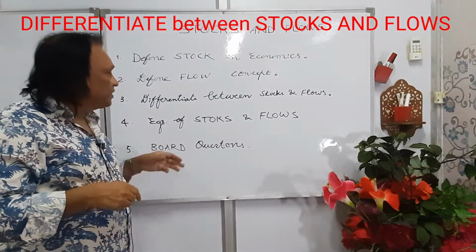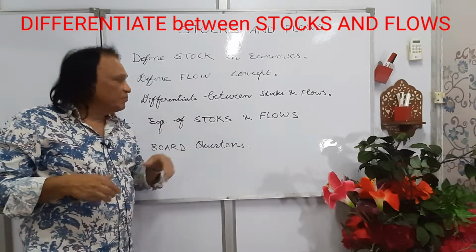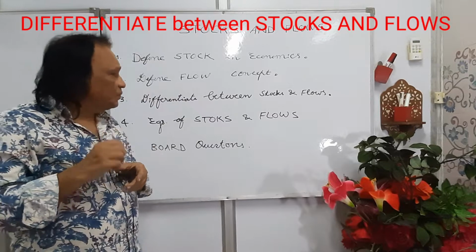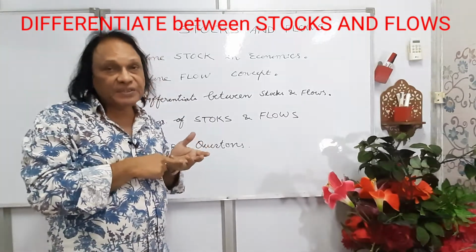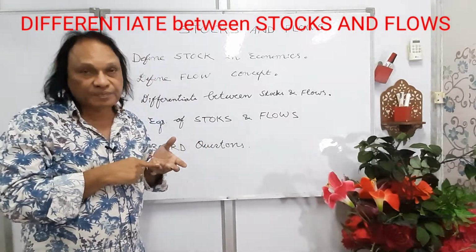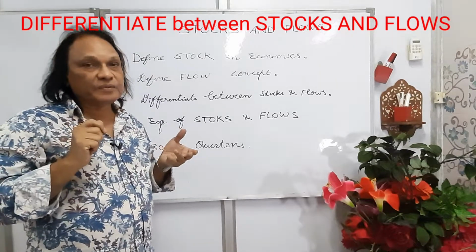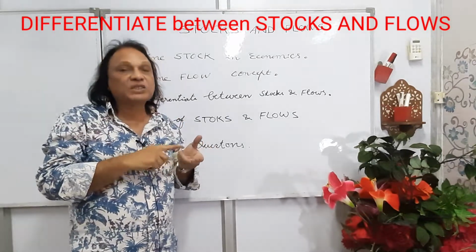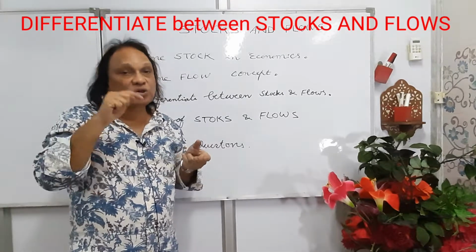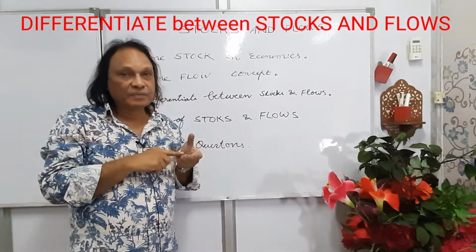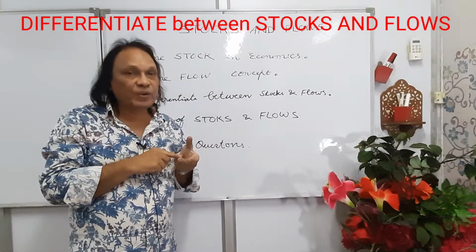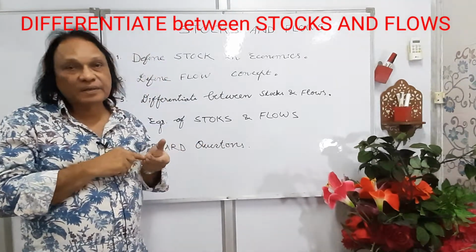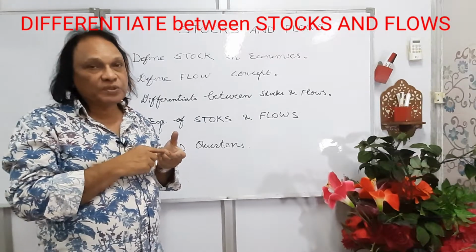Now we see some examples of stocks and flows. There are very few examples of stock. I already told you two examples. The first example is national capital. Today, what's the capital of the country? Or maybe your capital. National wealth, as on today, is a stock concept. National wealth and national capital are stock concepts.